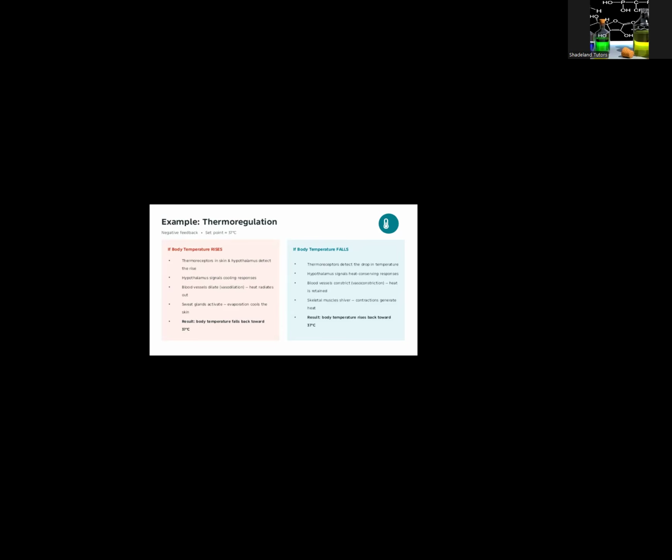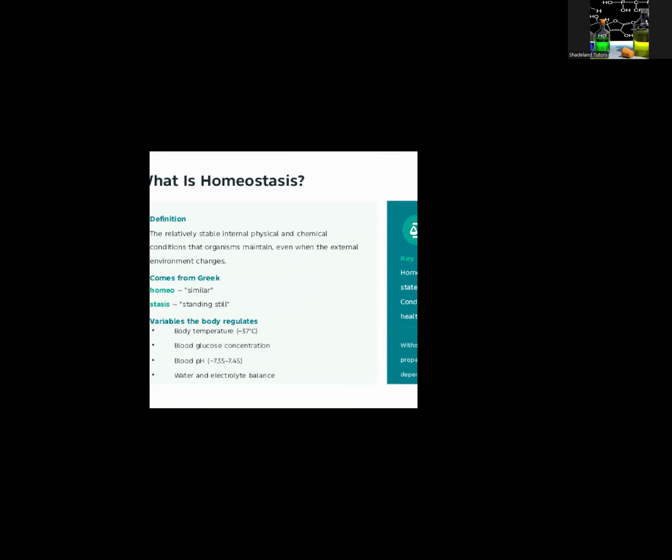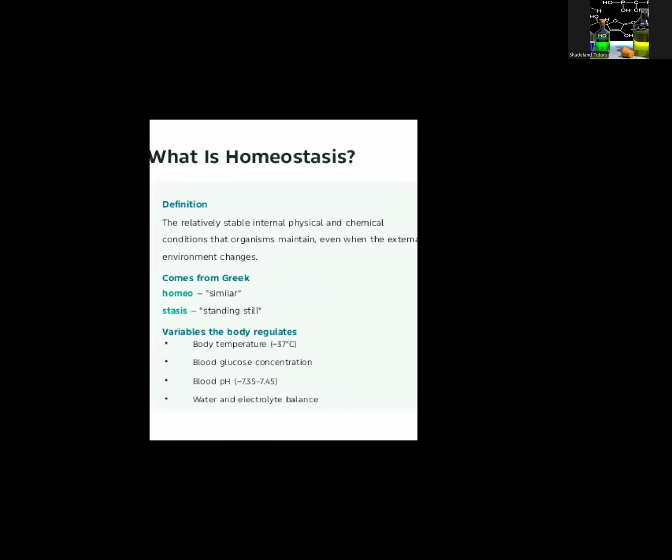Then for the kidney, the homeostatic functions are: one, removal of nitrogenous waste like urea from the body; two, osmoregulation, which means water and salt balance; and then blood pH regulation. We have that in the front page, variables that the body regulates. So these are the things that are regulated in homeostasis.